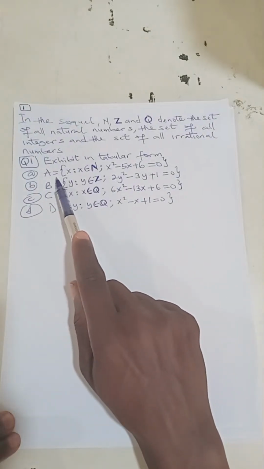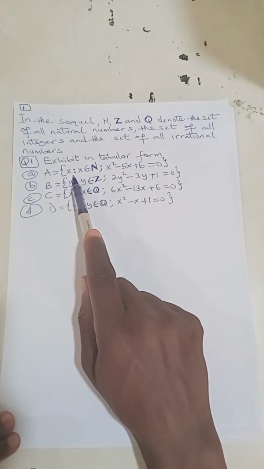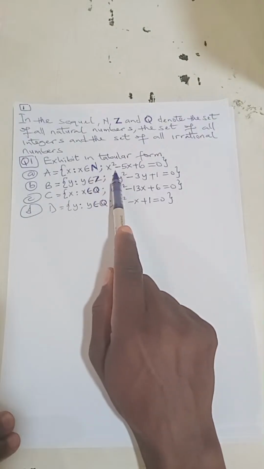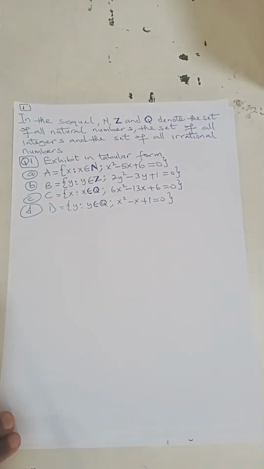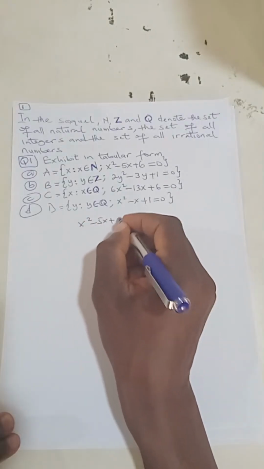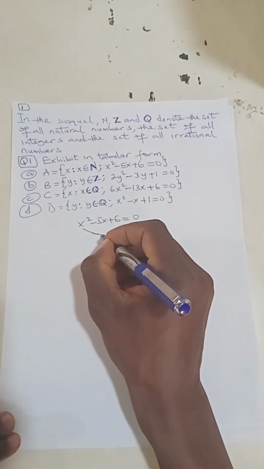set A equal to the set of x such that x belongs to all natural numbers, and then we have the equation, which is a quadratic equation. So the first thing we do is to solve this quadratic equation, x squared minus 5x plus 6 equal to 0. As we all know, for a quadratic equation we can use a factorization method or a formula method. So I'm going to use the factorization method to solve it.